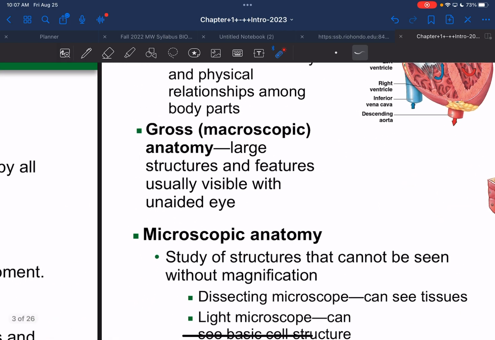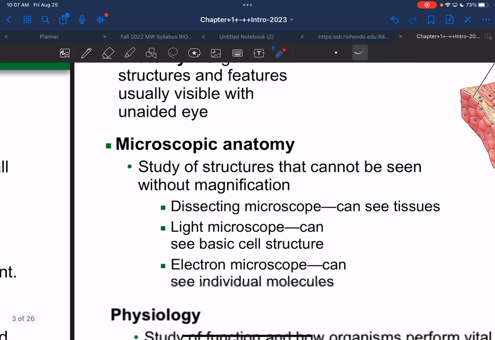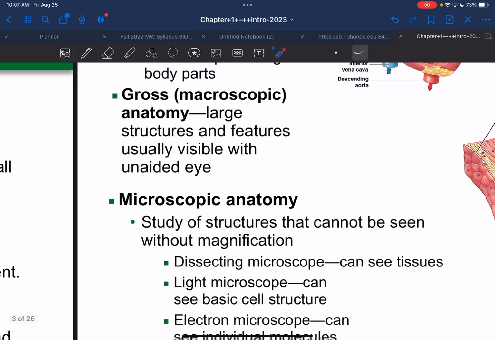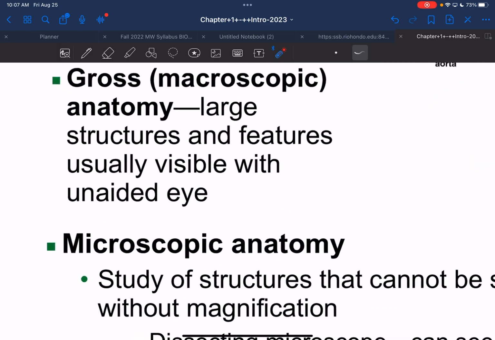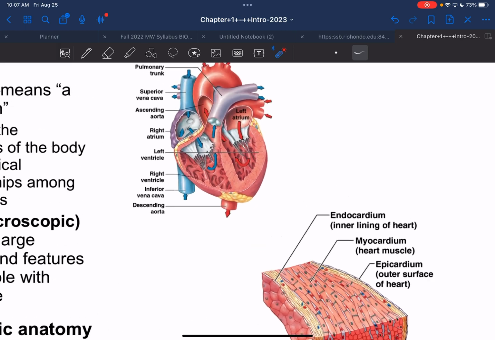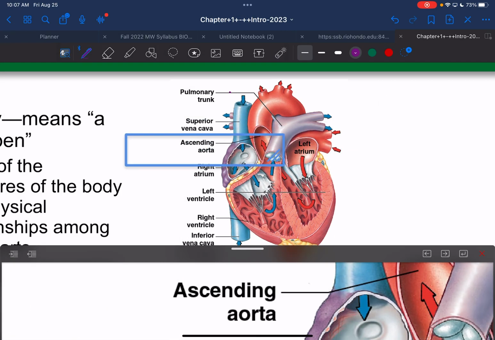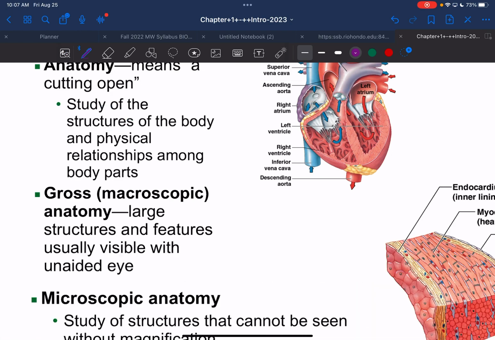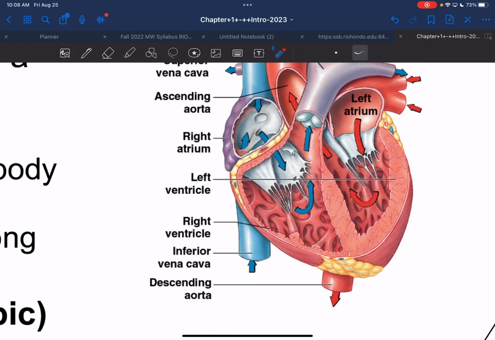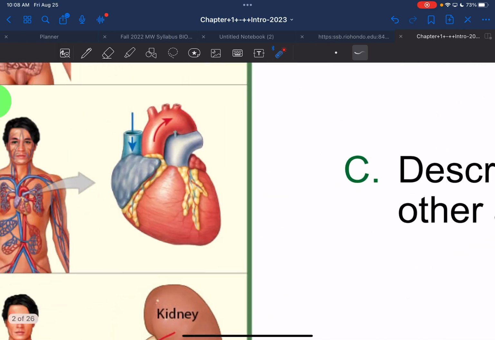One of them is going to be gross anatomy, and the other is going to be microscopic anatomy. Gross anatomy implies large structures. Like right now, as you look at these two things here, you're looking at both of these examples. Up here you are looking at gross anatomy, right? Because this is a heart like we saw back here.